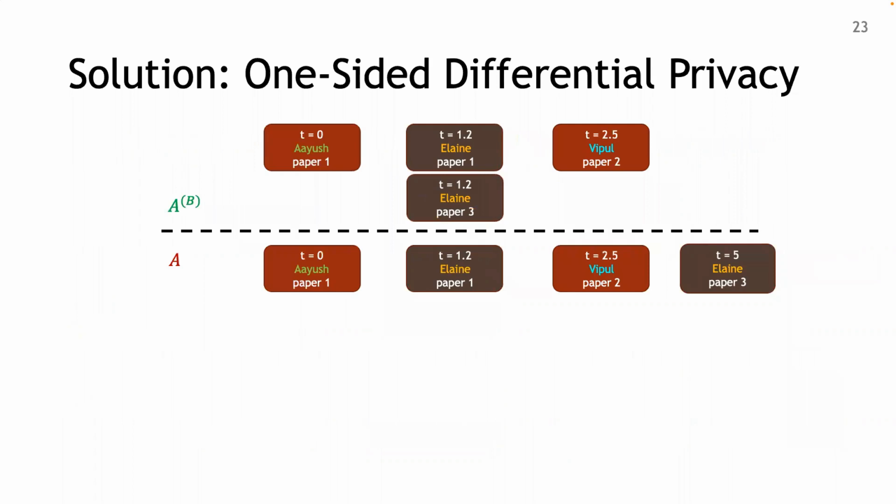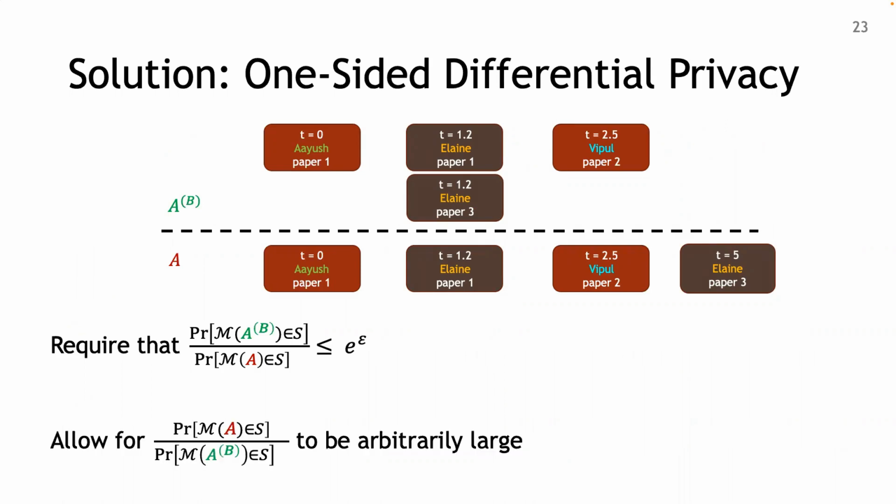And now when we define differential privacy, we'll require that the probability of seeing an output in world AB, relative to the probability of seeing an output in world A, is still bounded by e to the epsilon. So the probability of seeing any output in AB can't be much larger than it would be if we saw it in world A. But the inverse ratio can be arbitrarily large.